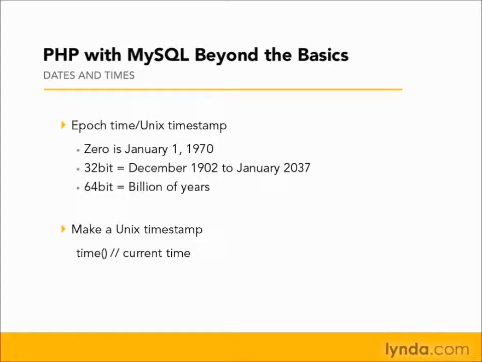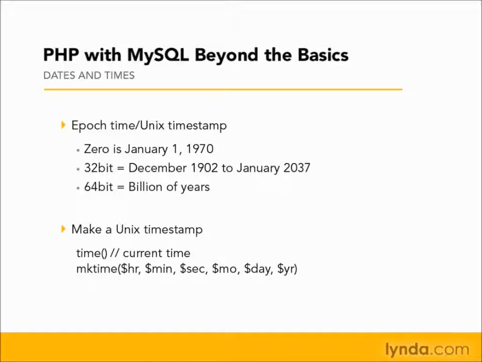Now, the second is that we can make time, mktime, and we just need to provide it the number of hours, minutes, seconds, and then month, day, and year, and it will come back to us with a Unix timestamp, the number of seconds since 1970. Now notice the order there. It gets a little confusing for some people.